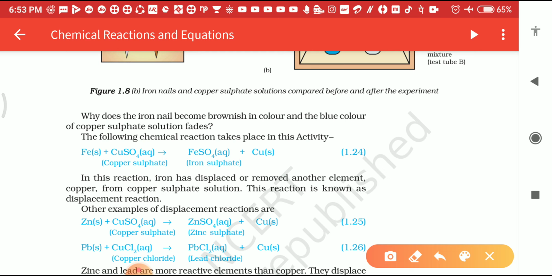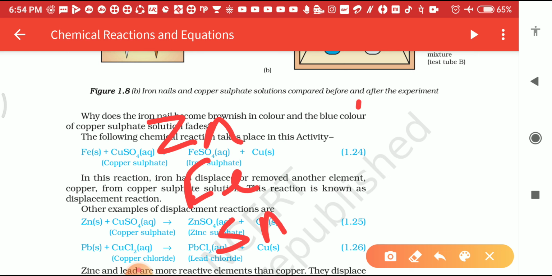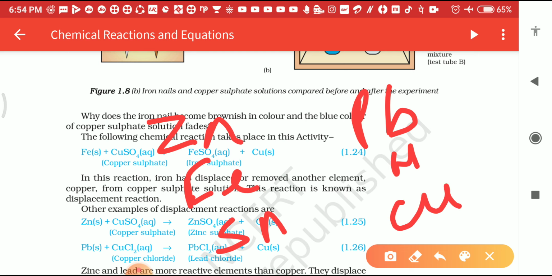See here the reactivity series. I will not write all. I want to show only the position of zinc, iron and copper in the reactivity series. Starting from zinc, Zn, then Fe, Sn, lead Pb, hydrogen, and copper is here. Now you will see here copper is here and iron is here.